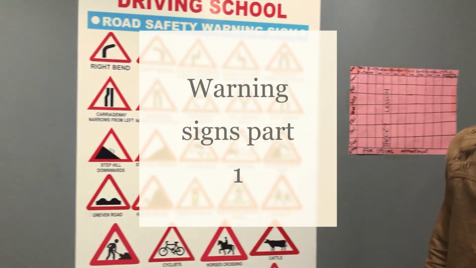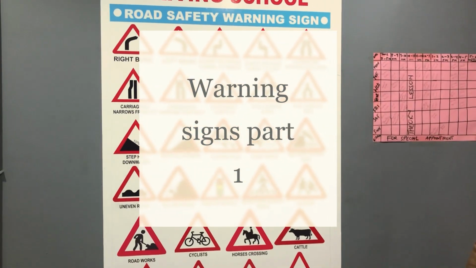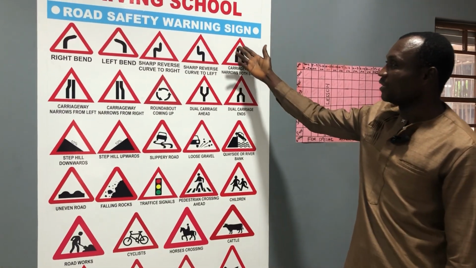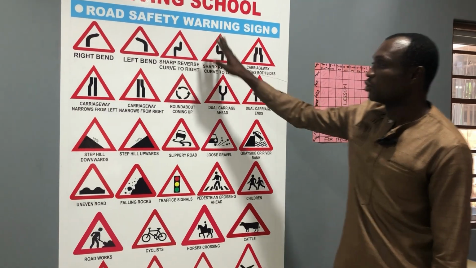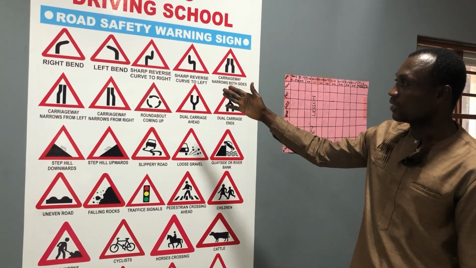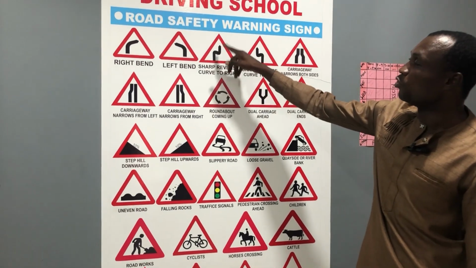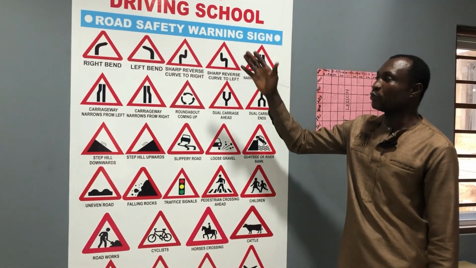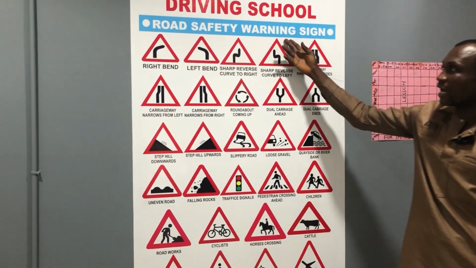So now let's look at some of the warning signs. And like I said, we can identify the warning signs in a form of what? Red triangular shape. So this is the way that we can identify the warning signs. If this red triangular shape changes to blue triangular shape, then it becomes what? Mandatory. But we're not going to look at the mandatory sign now. We are going to concentrate on the warning sign.